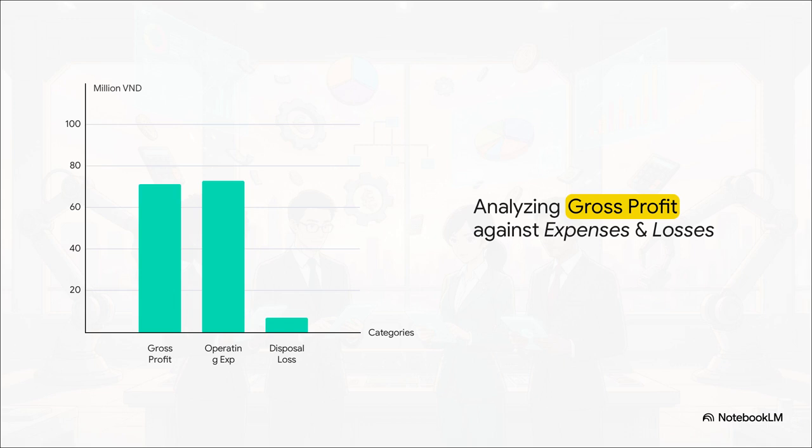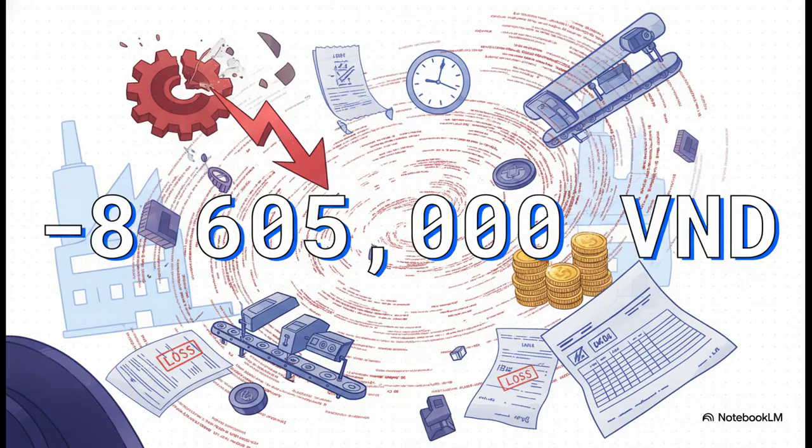The production team did a great job optimizing costs, but total operating expenses, which includes selling and admin costs, shot up to over 73 million. That entirely wiped out the gross profit. And to make matters worse, the company took a hit of 7 million from a loss on disposing of an old lathe this month. Which leads us to this glaring red flag, a net loss of 8,605,000 VND for the period.